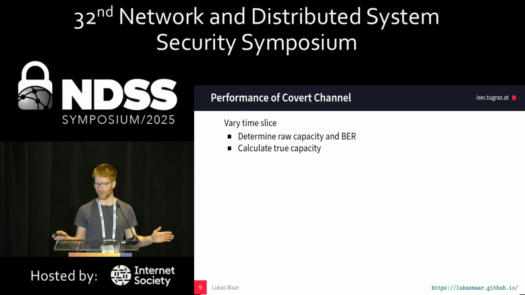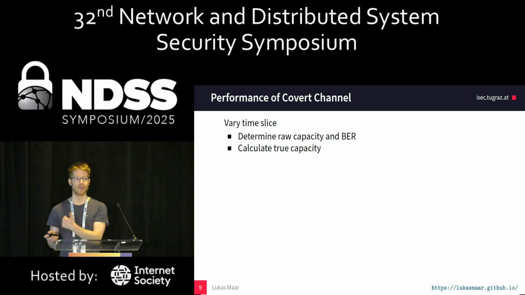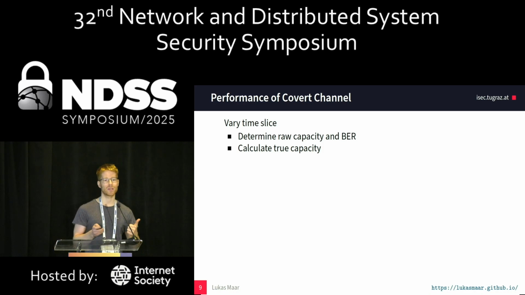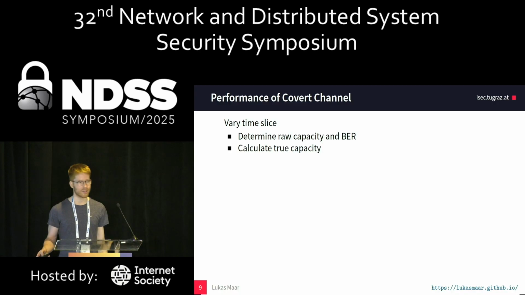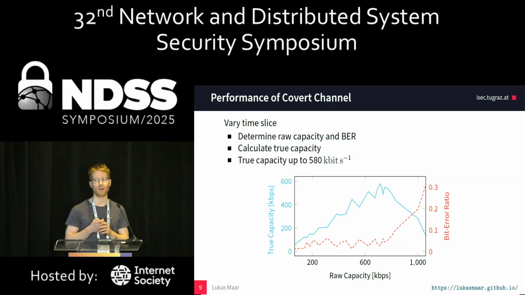What we did, we varied the time slice, so we started with a time of 1 second per bit, and we reduced it to 1 microsecond per bit. We determined the raw capacity, which is the inverse of the time slice, and the bit error rate. We calculated the true capacity, and for the best hash table, we obtained a true capacity of 580 kilobits per second.